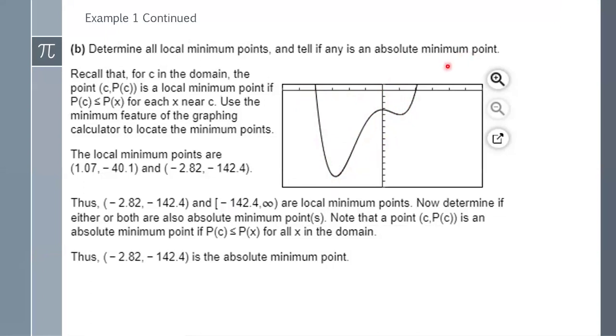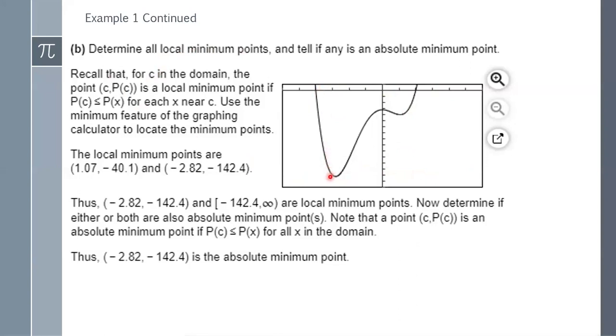Absolute minimum is going to be the lowest point where there are no other points lower than that particular value. And when we look at this function in its entirety, we see the local minimum point over here to the left of the y-axis is also going to be an absolute minimum because there are no other values that are beneath that point. So this is how we would discuss the local minimum.